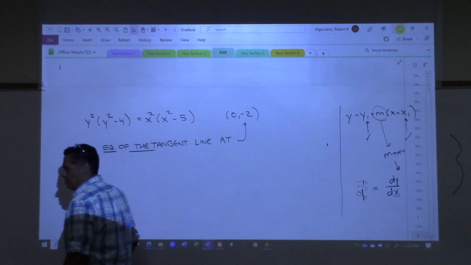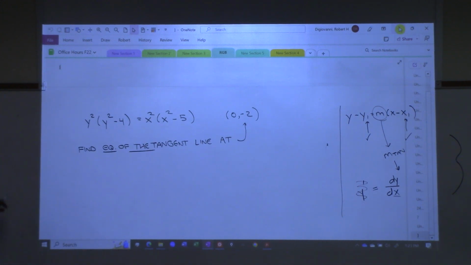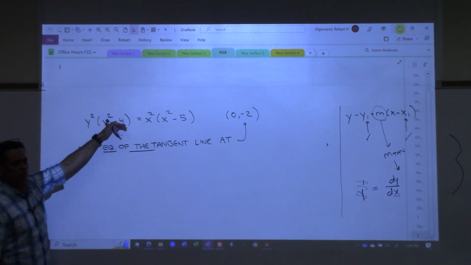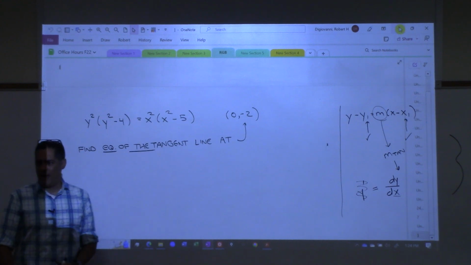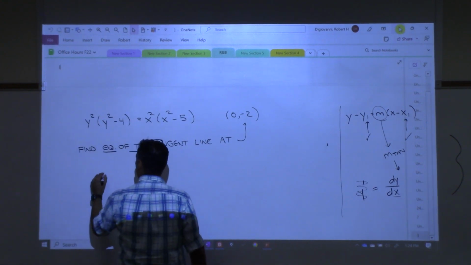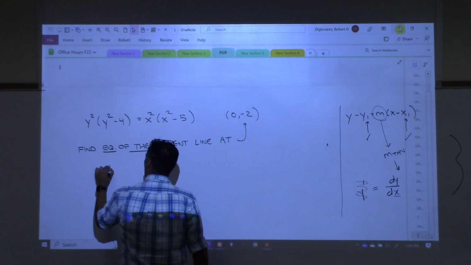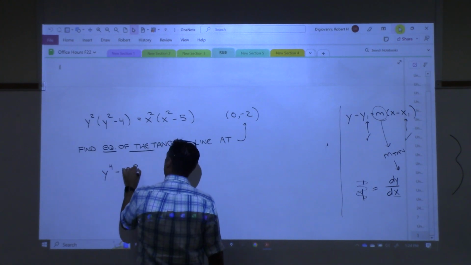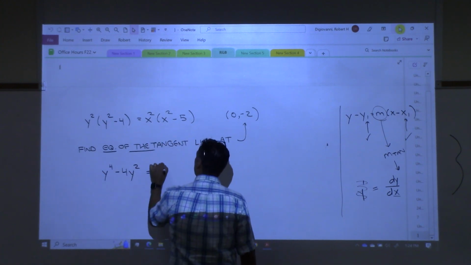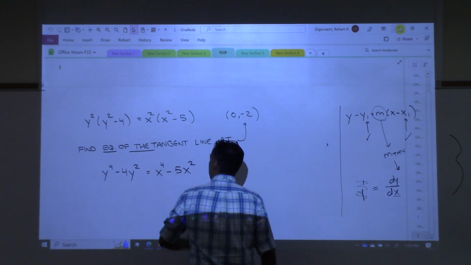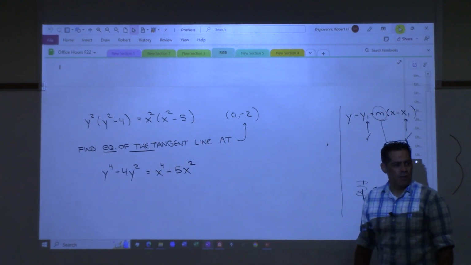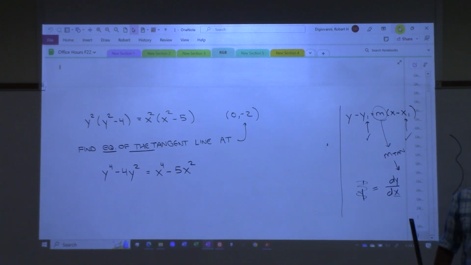Now, I have to make some decisions before I do this derivative. Do you see the differentiation involved here? We have a product between these two, don't we? And a product right there. So we could have to use product rule, right? But do you see that I can just distribute that through? Why don't we do that? Let's distribute. I think that'll make our lives easier, because then I don't have to do product rule. y to the 4th minus 4y squared equals x to the 4th minus 5x squared. I think that's a little easier to work with, don't you? Instead of using a product rule.